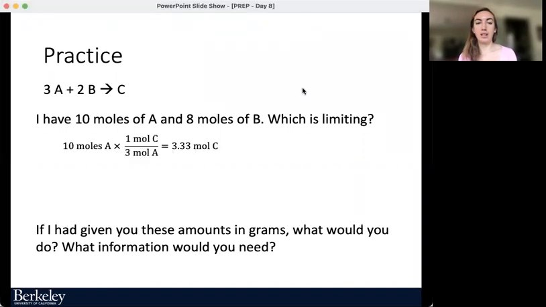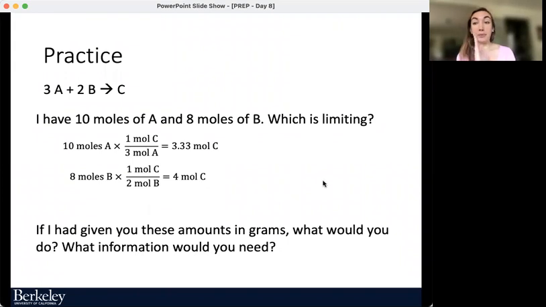So if I have 10 moles of A and I forget all about B, how many moles of C can I make if I use up all of that A? If I have 10 moles of A, I can make 1 mole of C for every 3 moles of A, so I can make 3.33 moles of C. If I have 8 moles of B and forget all about A, I can make 1 mole of C for every 2 moles of B, so I could make 4 moles of C.